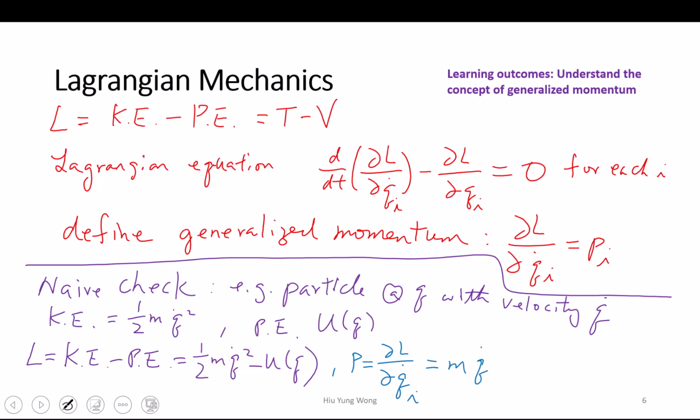m q dot. What is m q dot in our regular sense? mv, right? So again, it's the momentum. I just show you that it makes sense. So by using this formalism, I come back to regular Newtonian mechanics. It includes this set. Is this okay? Yeah.